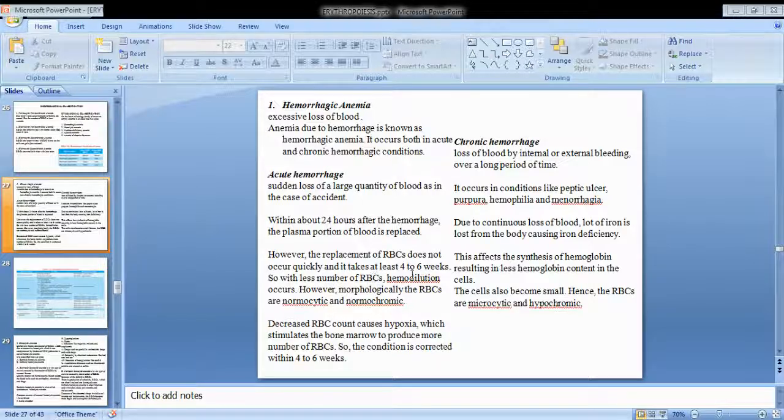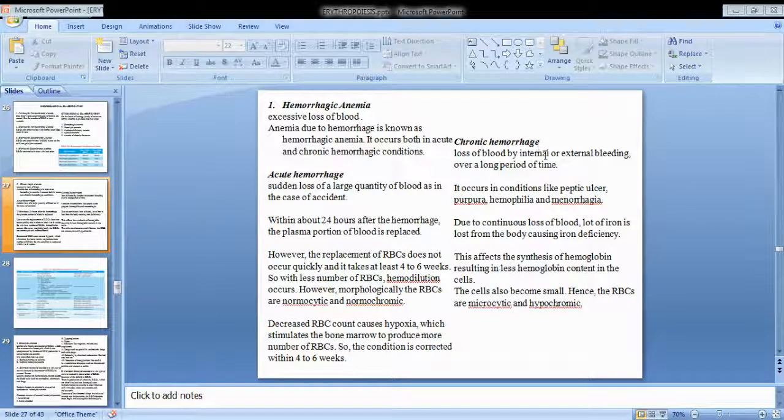So RBC is less, water level is more, it will lead to hemodilution. So morphologically, the RBCs are normocytic and normochromic. So decreased RBC count will lead to hypoxia. Oxygen transport will not happen, oxygen shortage. Which stimulates the bone marrow to produce more number of RBC by erythropoiesis. So the condition where the blood is lost due to accident can be corrected within 4 to 6 weeks.